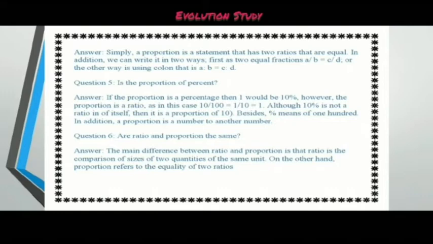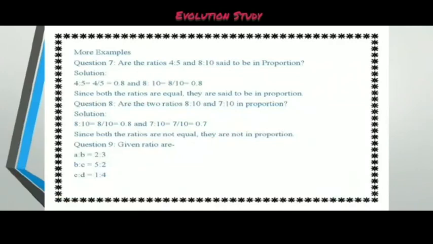Now let's move on to question number 6. It says, are the ratio and the proportion the same? So the answer will be, the main difference between the ratio and the proportion is that the ratio is the comparison of the sizes of two quantities of the same unit. On the other hand, proportion refers to the equality of two ratios. Here some more examples are given for us to solve.